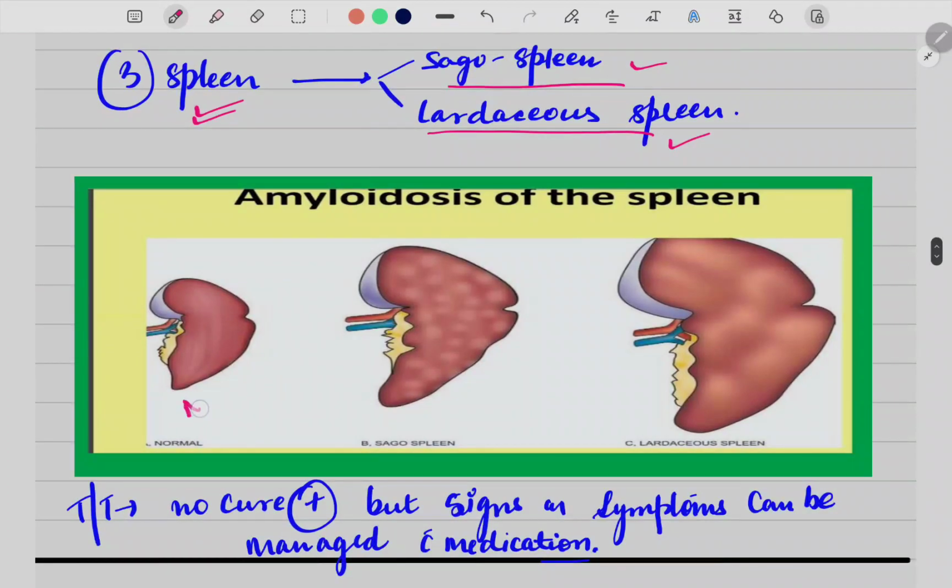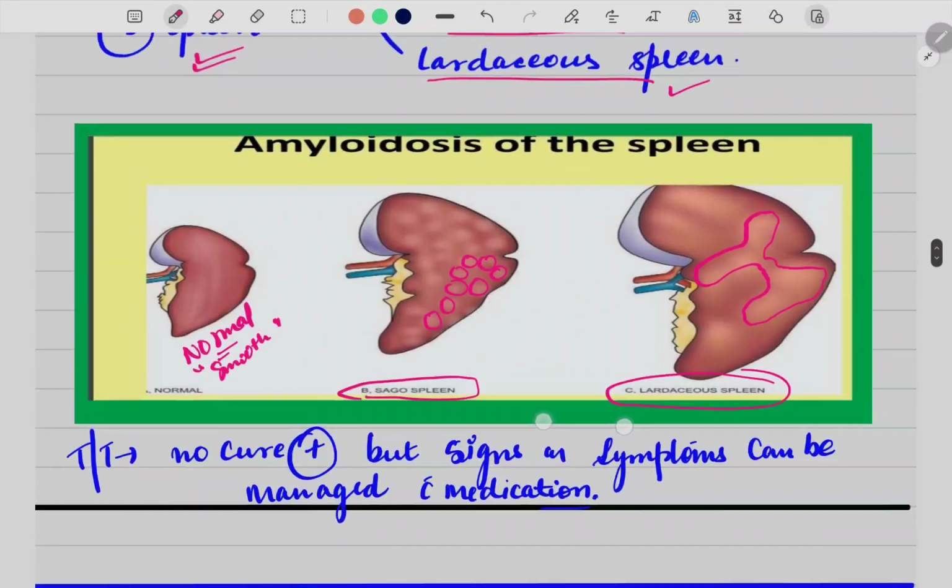Here you see this is a normal spleen. Everything is healthy, smooth texture, no problem, right? Now when the amyloids, that are small proteinaceous substances, accumulate like this, you see, when they accumulate like this in a circular manner, it leads to formation of sago spleen. And when they are arranged in a map-like structure, they are said to be the lardaceous spleen.